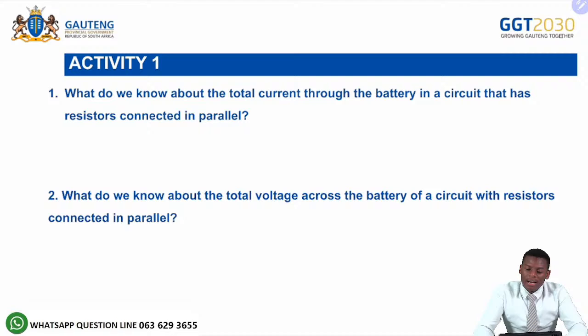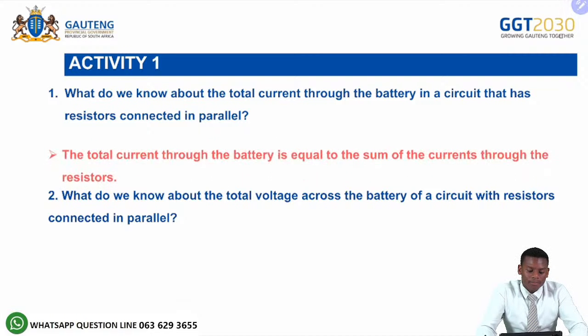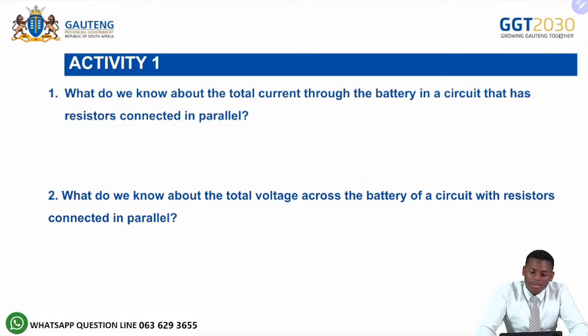Okay, another activity, which is activity 1, I want you to note it down. However, we will go through our questions together and then we will respond to that. We'll solve them together. I will also give you time to solve them. Number 1, what do we know about the total current through the battery in a circuit that has resistors connected in parallel? Question 2, what do we know about the total voltage across the battery of a circuit with the resistors connected in parallel? I'll give you 3 minutes for you to write down the questions and solve them.